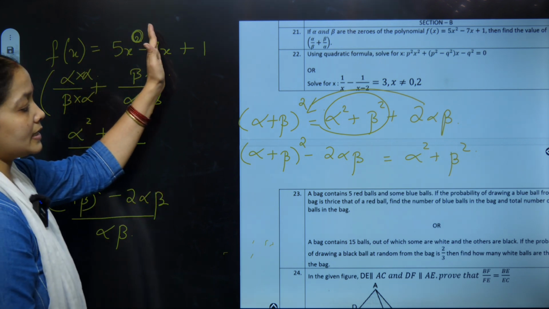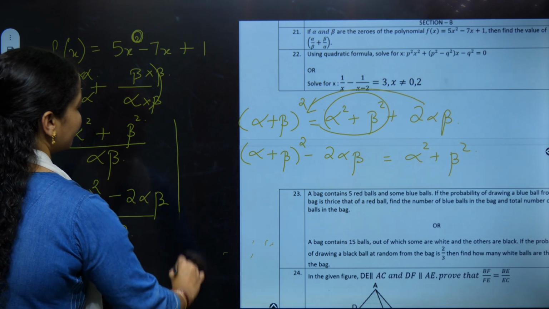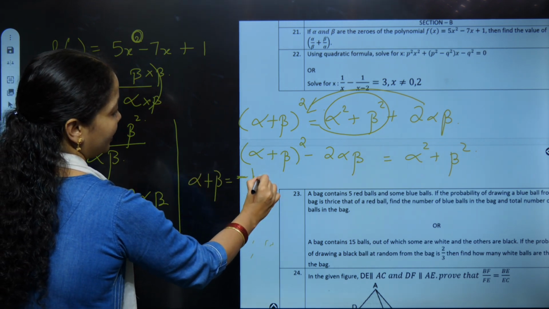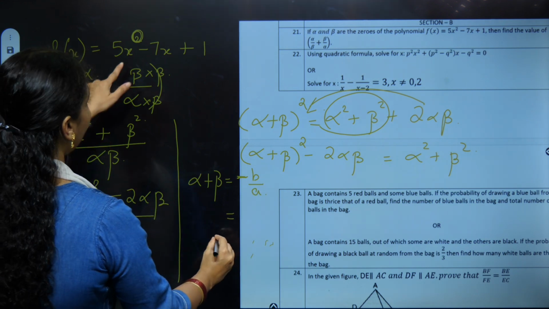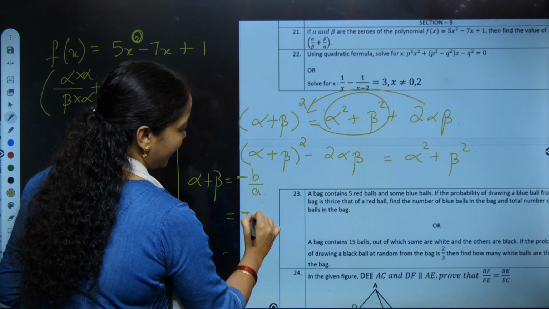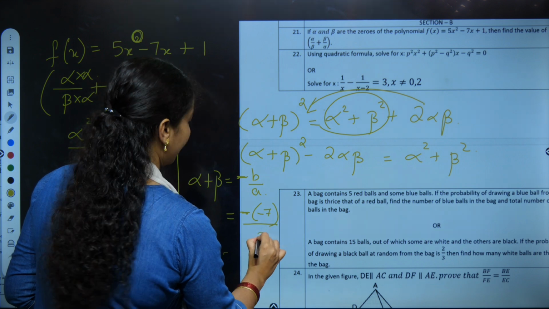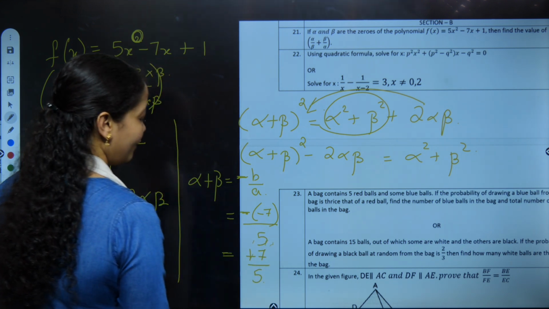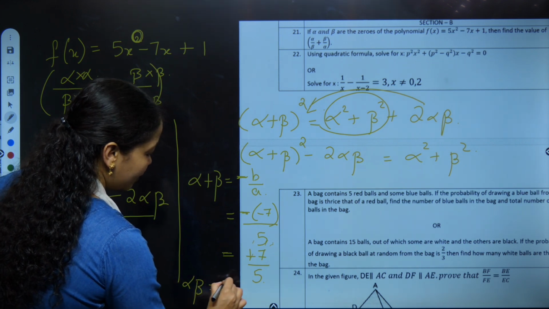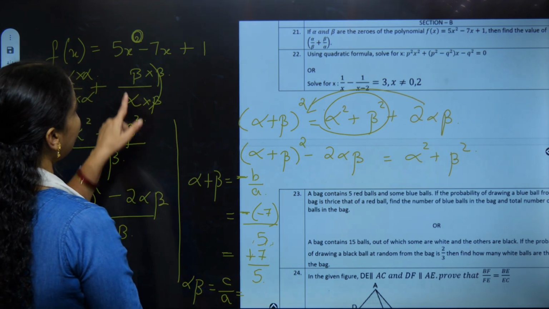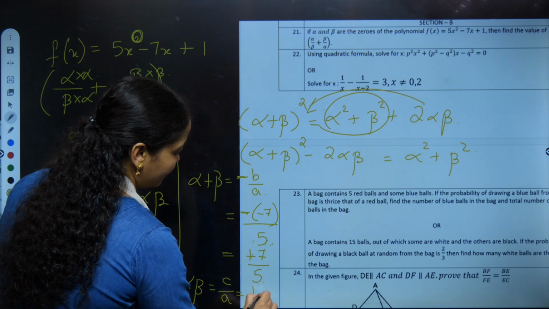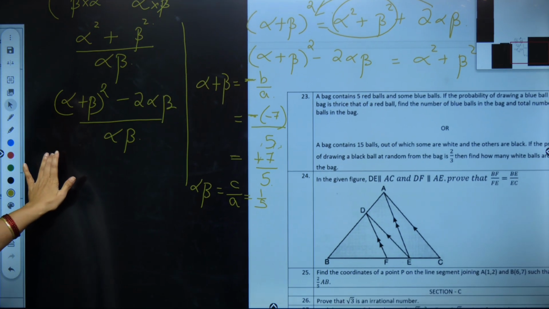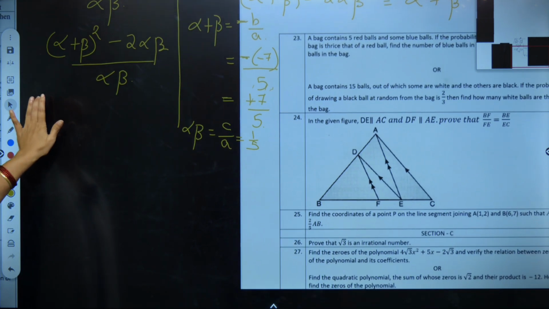Using the given f of x, I can find my sum of roots. My sum of roots, which is alpha plus beta, is always determined using negative b by a. From the equation, b is negative 7, so negative of negative 7 by 5. So alpha plus beta is plus 7 by 5. When I go to alpha into beta, it is always equal to c by a. From the equation, c is 1, a is 5, so it is 1 by 5. I got alpha plus beta as 7 by 5 and alpha into beta as 1 by 5.